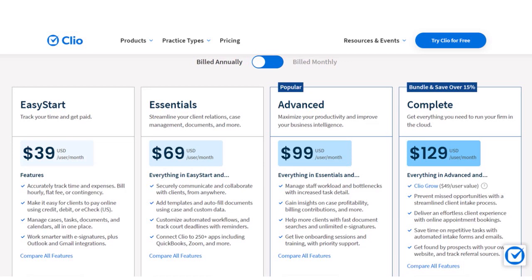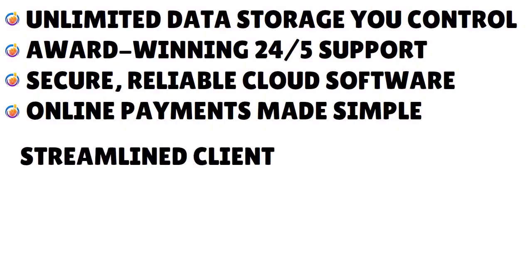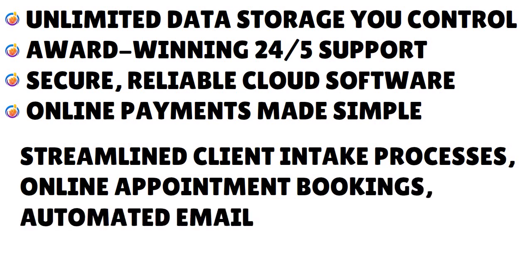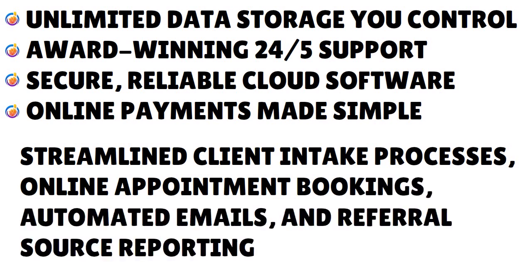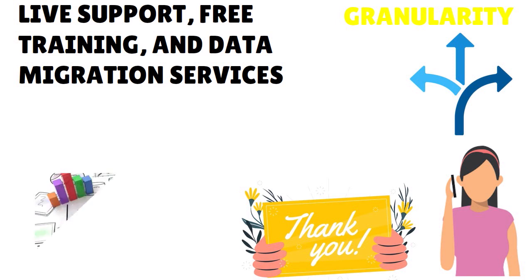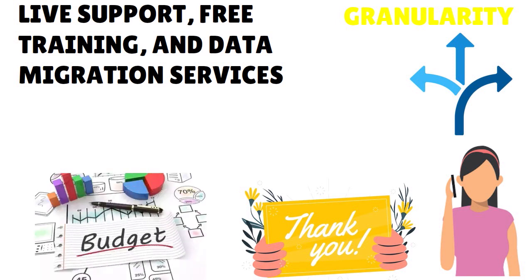Now, this Complete plan is the highest. So it provides everything needed to run your law firm in the cloud, including streamlined client intake processes, online appointment bookings, automated emails, and referral source reporting. So you get the whole 9 yards. You get everything from A to Z, but this will cost you. I mean, you know, we're talking about $129 per user per month. So you better have a nice budget to actually go for that. But this is great for large scale law firms though.